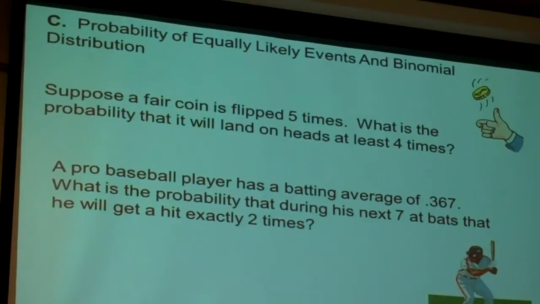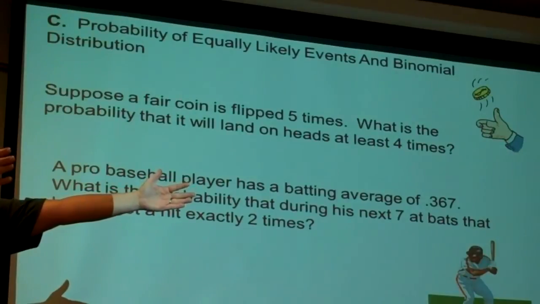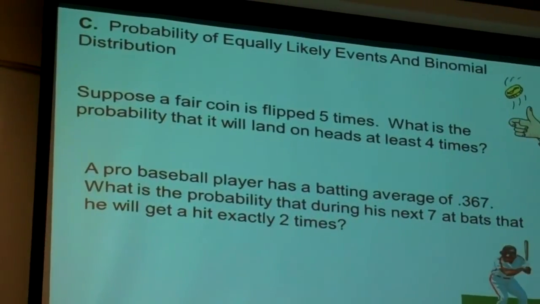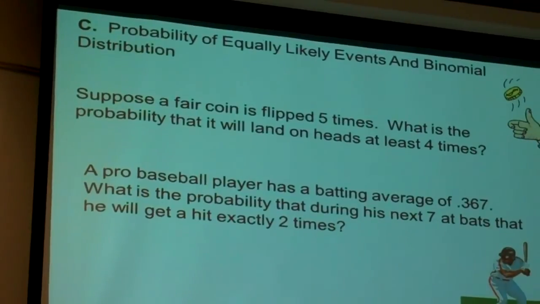Do you want to try either one of those? Sure? Which one do you want? I tell you what, this half of the room, try the coin flipping problem. Let's see what you get. This half of the room, at least set it up for me. Since you don't have a calculator, you don't have to solve it. This half of the room, try the batting average one. We'll see what you come up with. I'll give you about 5 minutes on it. Oh my gosh, I hate this stuff.